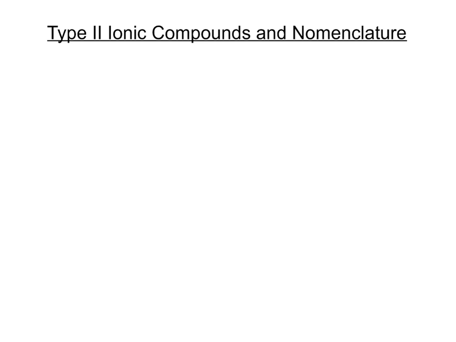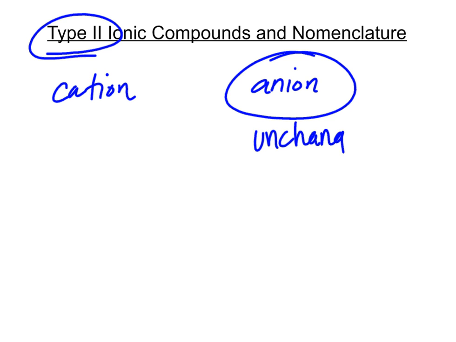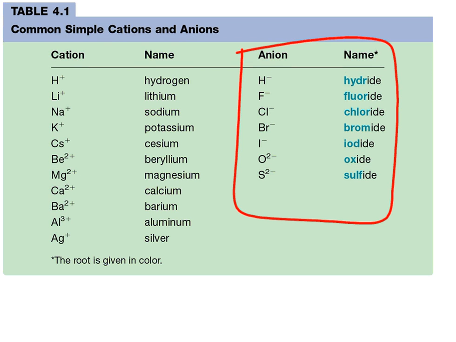Alright, well, the type here is mainly referring to the cation. It's a type 1 cation or a type 2 cation. The anion remains unchanged. So when I look at this table right here, the anions that I have listed are not going to change their charge. They're always going to be negative. Hydride's always going to be -1. Fluoride's always going to be -1. Chloride -1. Bromide -1. So on and so forth.